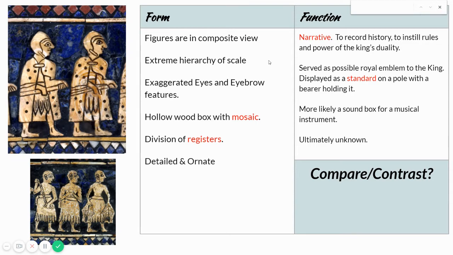So in terms of form, we have figures that are in composite view. There's that word again, and I hope you remember it from Running Horned Woman, because she was our introduction to composite view. And now you're going to hear the term composite view for quite a while, almost throughout this whole entire content area, although we will see it develop and morph. But composite view is definitely prevalent during this ancient time period. You are going to see extreme hierarchy of scale of the people that are being depicted in the Standard of Ur. You're going to see exaggerated eyes and eyebrow features.